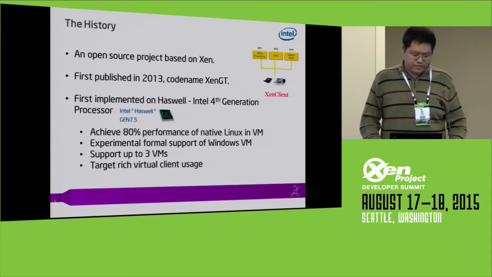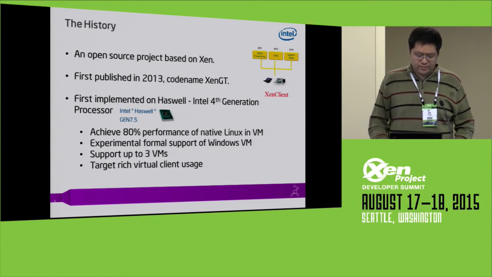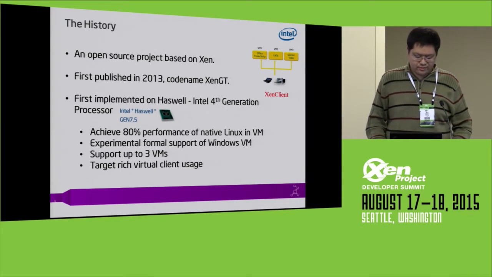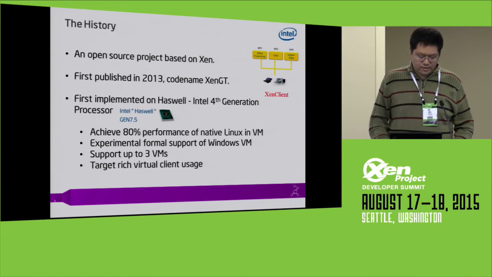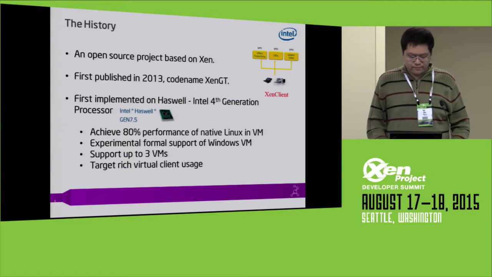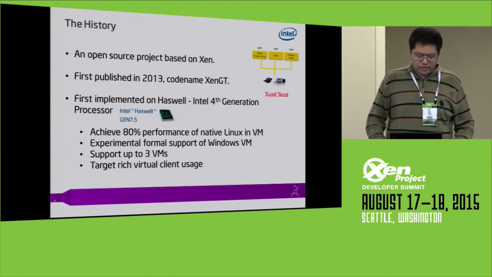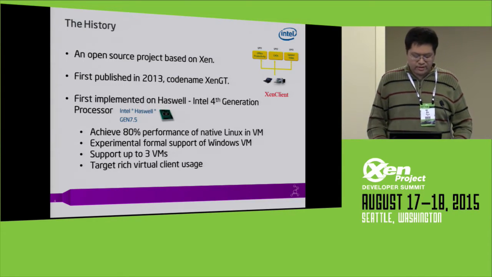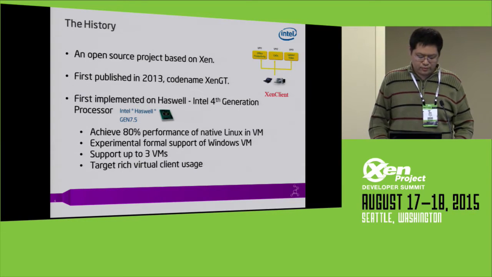Our project is an open source project based on Xen, and it was first published in 2013, and its codename was known as XenGT. Our first implementation was on Haswell, which is the 4th generation processor. At the very beginning, we could achieve about 18% of the performance of native Linux in a VM. We also provide experimental support for Windows VMs, and at that time we could support up to 3 VMs.